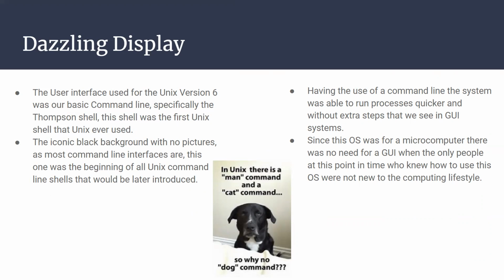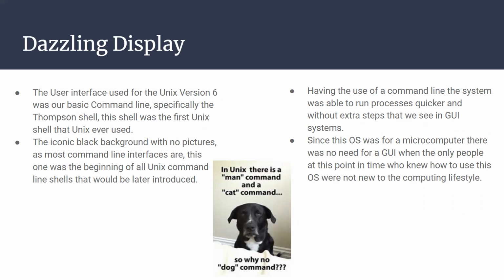But so let's go to the GUI. Since there wasn't one, there was a user interface, but there was no graphics, so it was very blank. It was your normal command line use for a user interface. It used specifically the Thompson shell. This shell was the first Unix shell that Unix ever used. So even though it was the sixth version, they were still using the same shell. It still had that iconic black background. No pictures. The command line interfaces are, as most of them are. And like I said, this was basically the beginning of the Unix command line.